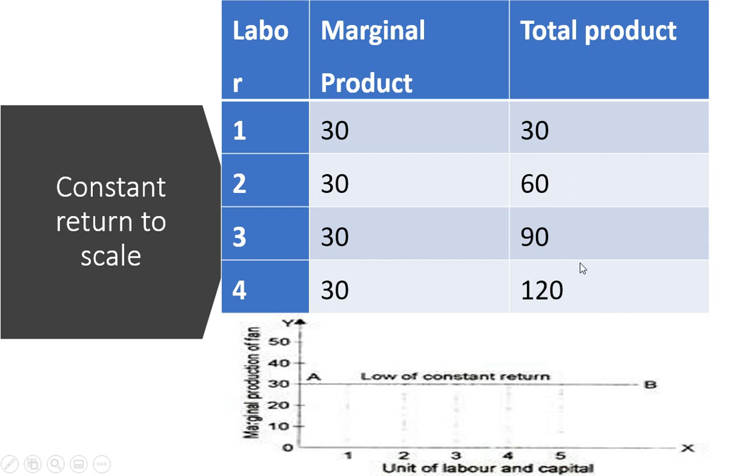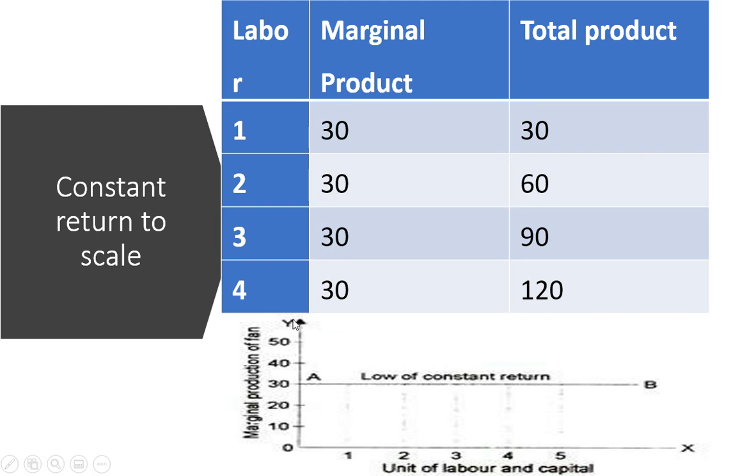The same change occurs: from 30 to 60 there is a change of 30, then 60 to 90 there is a change of 30, and 90 to 120 there is still a change of 30. So total output is increasing, but it is increasing at a constant rate.